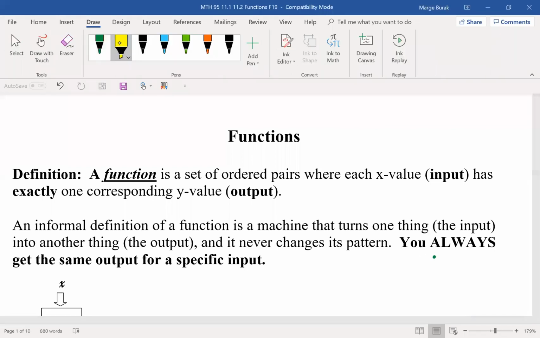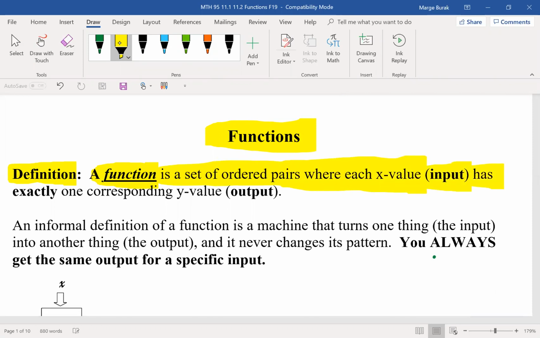Okay, let's talk about functions. Here's the definition. A function is a set of ordered pairs where each x value, which we call the input, has exactly one corresponding y value, which we call the output. Okay, there's a lot of ways to look at this. So we're going to begin with an informal definition.